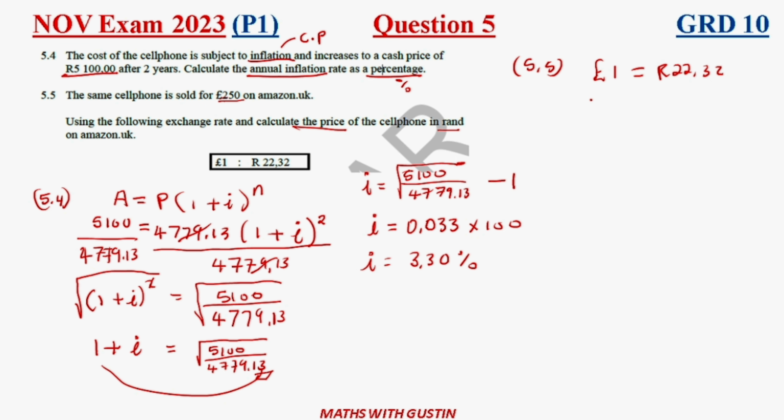So the phone in this case is being sold at £250, but how many rands, we don't know. So now we need to cross multiply so that we can get our answer. 1 times x is just x, so it's going to be 250 times 22.32. So after the exchange rate, this is going to be sold at R5,508. That's what I'm getting.